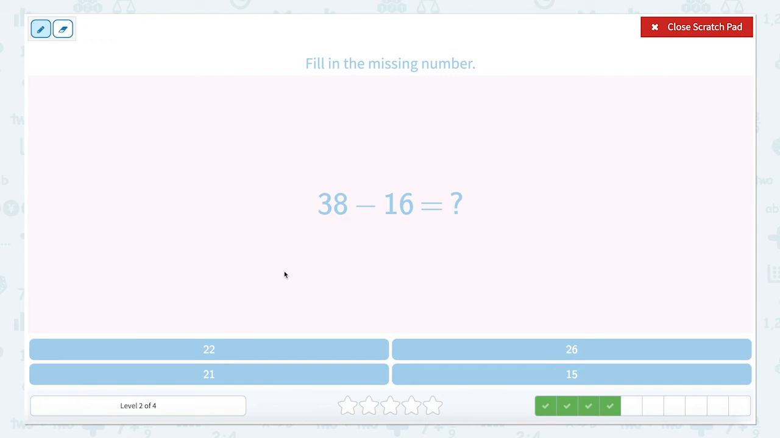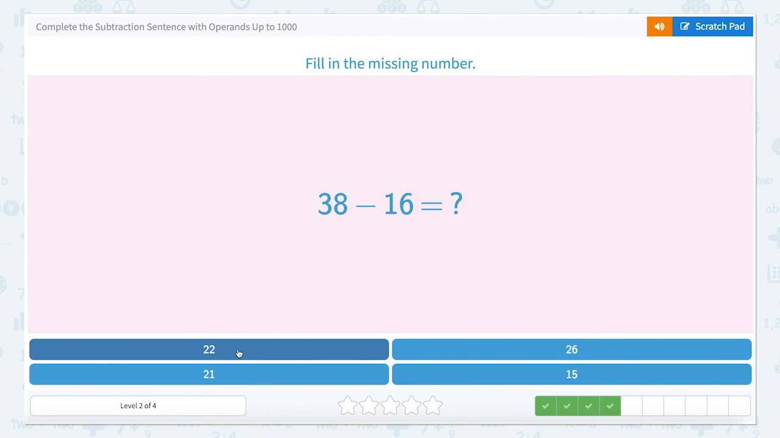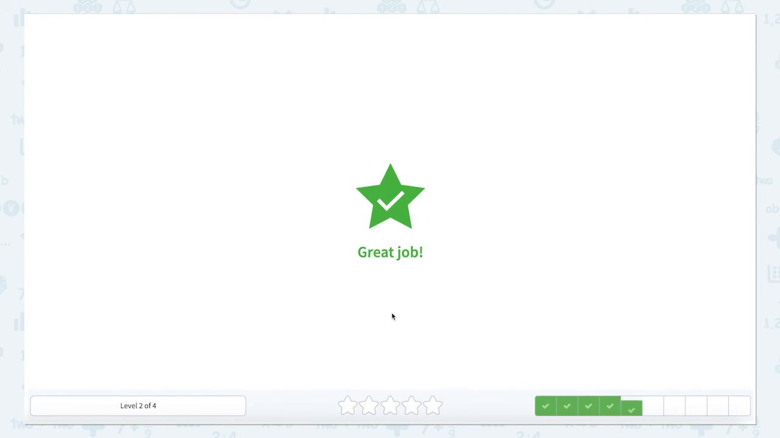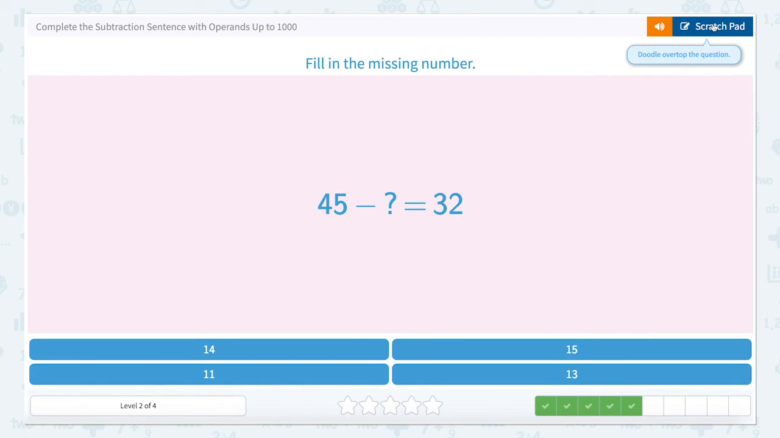This one could be a very basic subtraction problem because the equal sign is in the place that we are usually the most comfortable. So we can look at 38 minus 16. So I'm going to start in my ones. If I have 8 ones and I want to take away 6 ones, that would leave me with 2 ones. And if I have 3 tens and I want to take away 1 ten, that would leave me with 2 tens, so 22. Let's close that scratch pad, look to make sure that 22 is here. It is. Great. Let's move on to the next one.